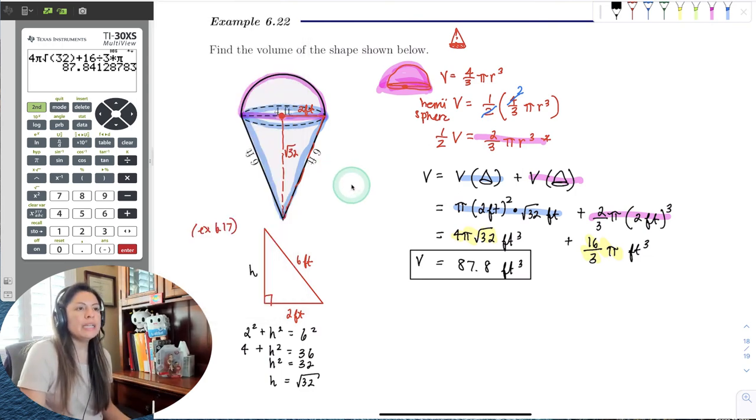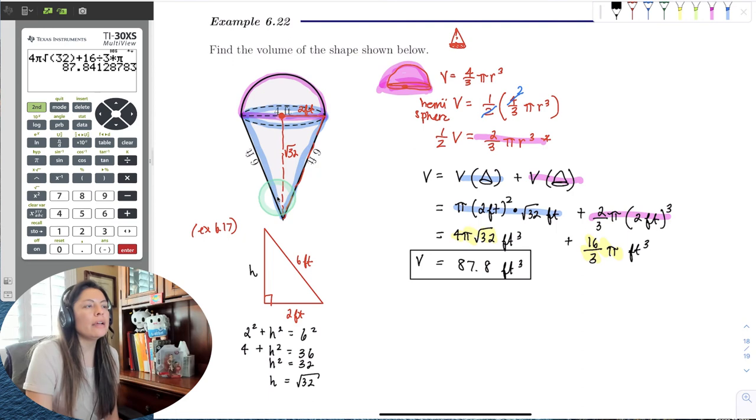So once again, the pieces we needed to know for this one are the height of the cone, which we can always find using the Pythagorean theorem. Since we had already done this in example 6.17, we just grabbed it from there. The second part we needed before we even calculated was the formula for a hemisphere. The volume of a hemisphere is just 1/2 the volume of a whole sphere, which is 4/3 pi r cubed. So 1/2 of 4/3 pi r cubed allowed us to reduce out a 2 and get 2/3 pi r cubed. And that's what we used down here. And our radius was always 2 feet, so it worked out really nicely.